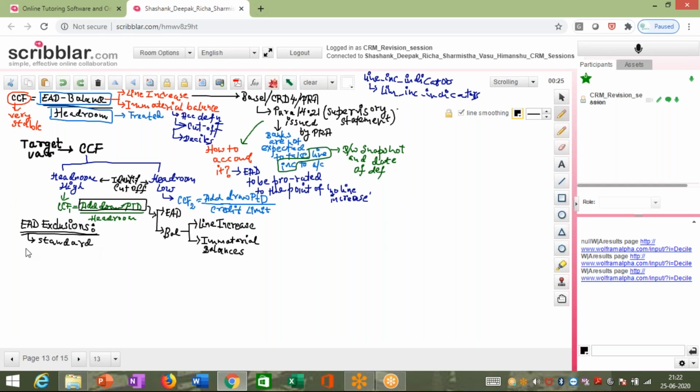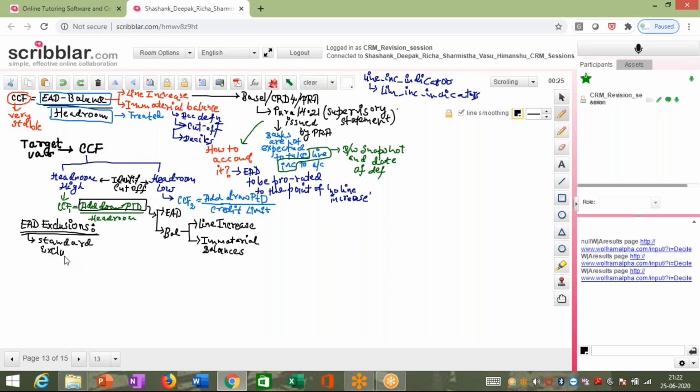What are the standard exclusions that we will face over here? Obviously, because it's a retail portfolio, all corporate QRRE or commercial QRRE products, commercial revolving products, need to be removed, right? So let's say corp cards. If there are corporate cards, they need to be removed. Corp cards, right?